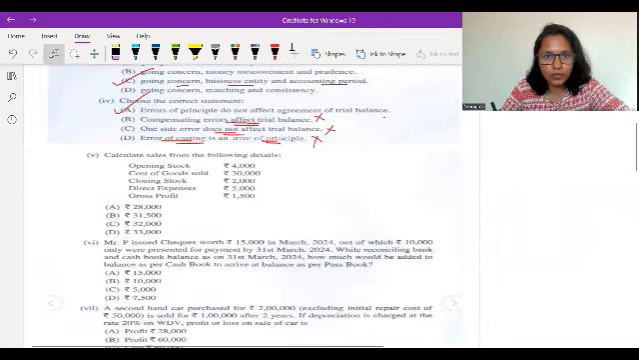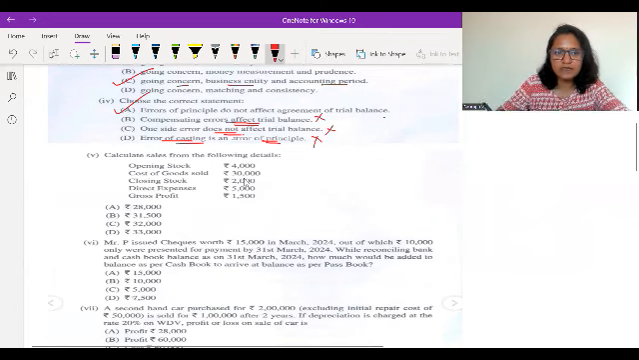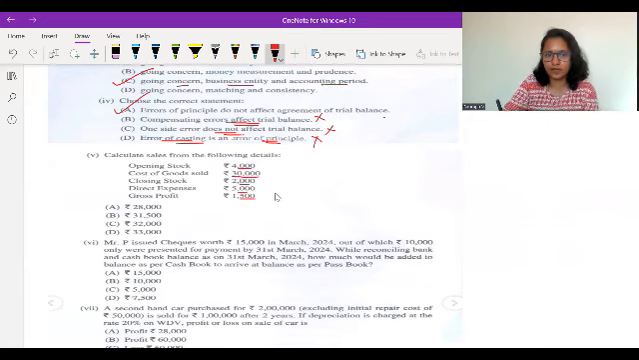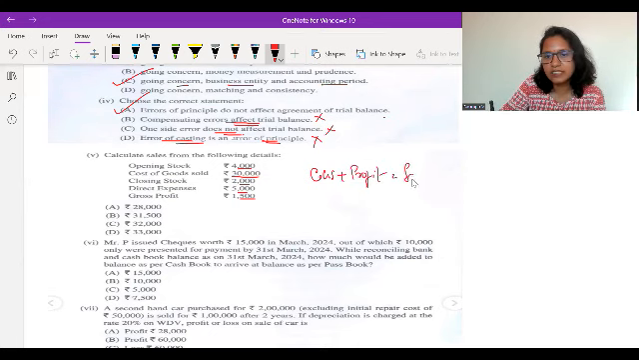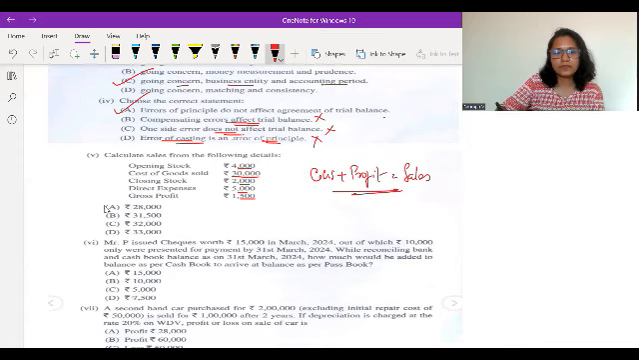Calculate sales from the following details. What are the details that are given to us? We are given cost of goods sold, opening stock, closing stock, direct expenses and your profit. So from this we are to calculate what is the sales. Sales, simply put, it is COGS plus profit. So here cost of goods sold is 30,000 plus 1,500 profit gives you 31,500.